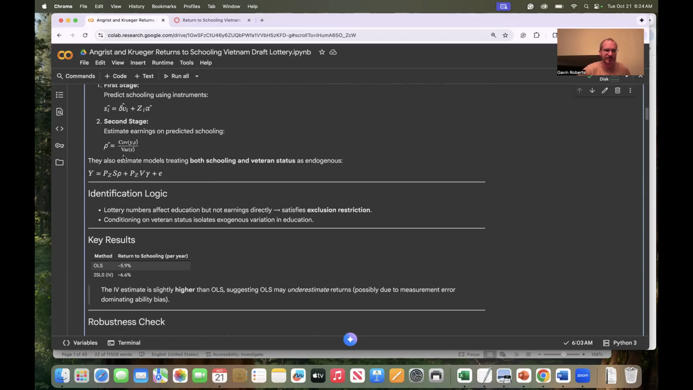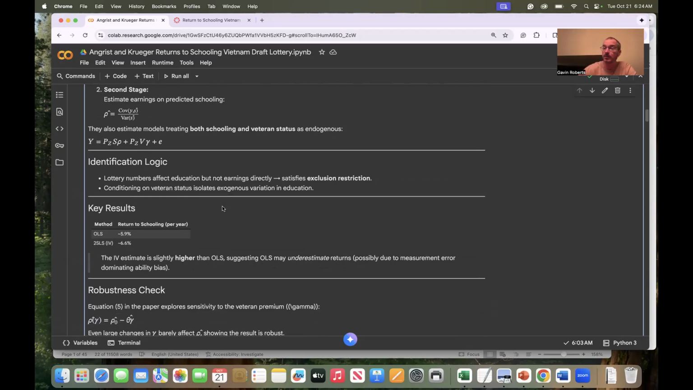And then in the second stage, our rho hat, what we actually care about, is just the covariance of earnings and schooling hat over the variance of schooling hat, which is just, again, our standard simple regression parameter.